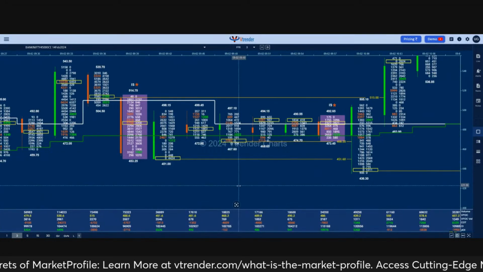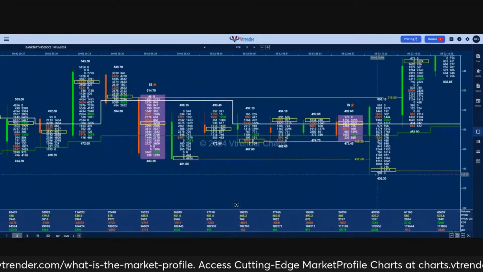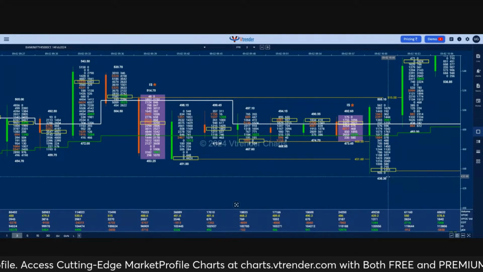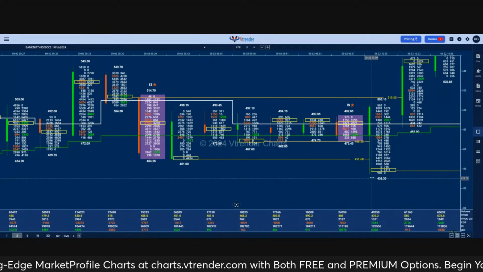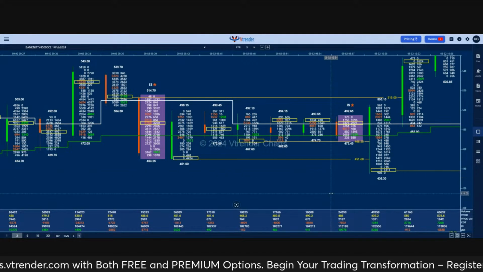So here you can see how this 437 was tested. We made a low of 436 and we formed an RB. We got a 1300 buyer here. Immediately we got back above VWAP. So having the context in place is important.